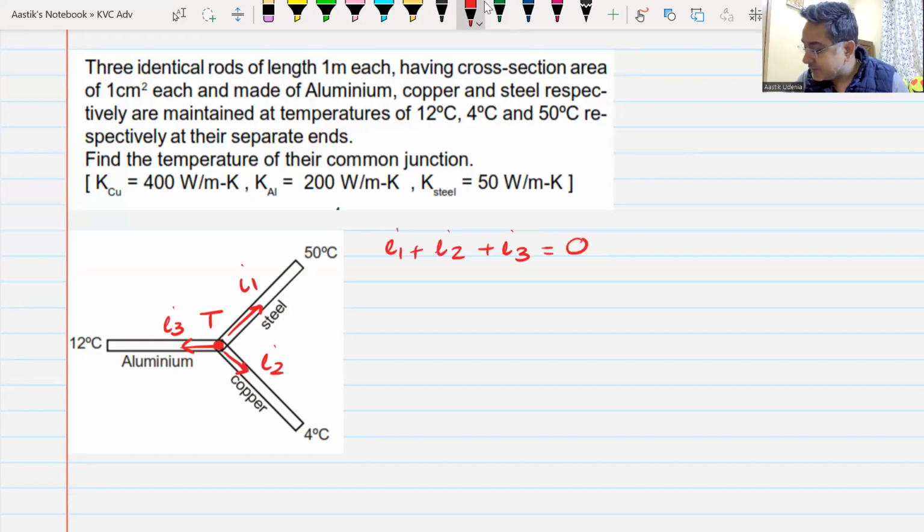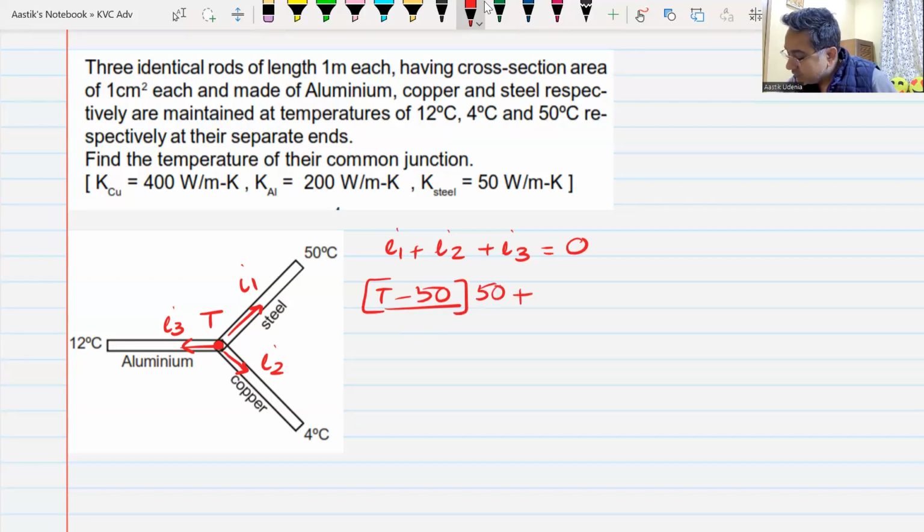Now if I want to write I1, I1 is flowing from T to 50. So I can write T minus 50 divided by the resistance of this part, which is steel. Oh, sorry, it is not 50. It is L divided by Ka. Sir, they all will be common and they'll be cancelled. No, they all will not be common. It is L by Ka, so this K will get multiplied on the top. Yes or no? Are you getting my point? Yes, sir.